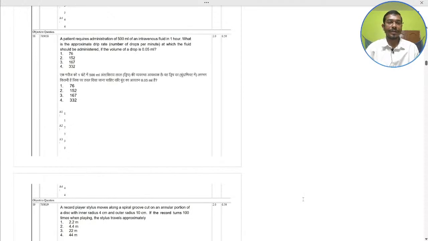Next. A patient requires administration of 50 ml of intravenous fluid in 1 hour. What is the approximate drip rate, the number of drops per minute, at which the fluid should be administered if the volume of a drop is 0.05 ml? Question number 18.